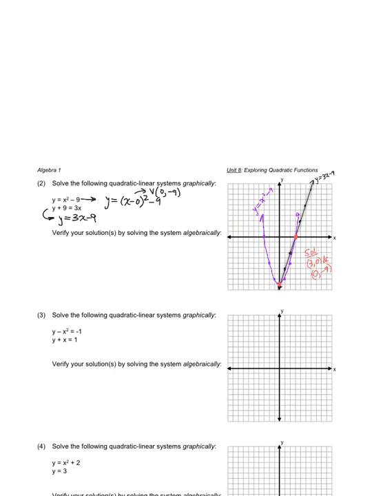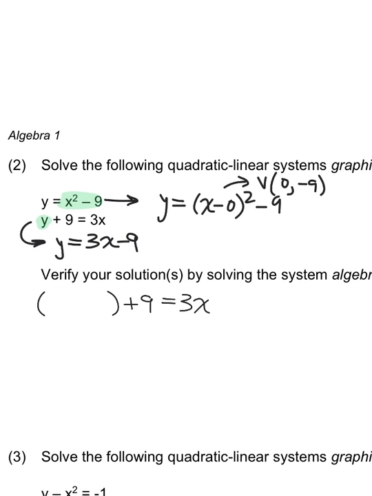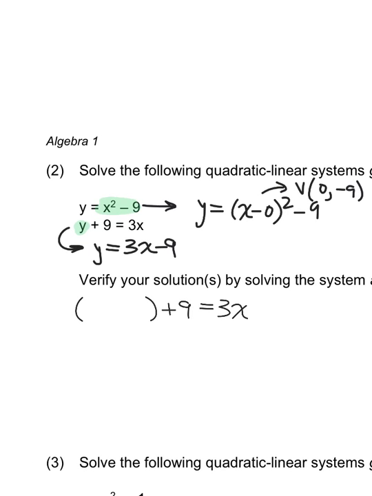Algebraically, it's the same idea as before. We know that y is equivalent to x squared minus 9. I'm going to replace the y in my second equation with x squared minus 9. So, x squared minus 9 plus 9 equals 3x. The negative 9 and the positive 9 go to 0, so I have x squared equals 3x.